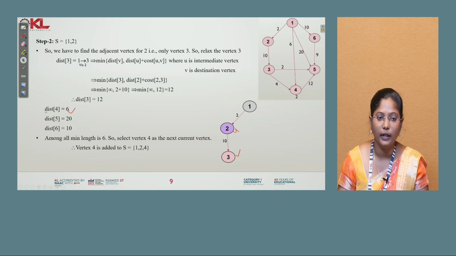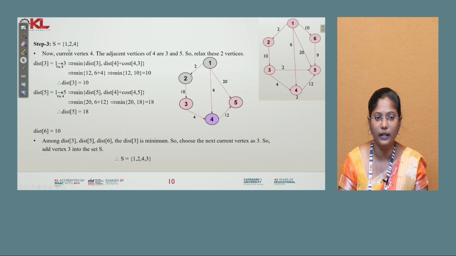So, select vertex 4 as the next current vertex and it should be added into the set of the shortest path vertices, right. So, now current vertex is 4, the adjacent vertices for 4, 2 vertices are available, right. Those are 3 and 5, right. So, we have to apply this relaxation property on these 2 vertices: distance of 3, 1 to 3 via 4, and 1 to 5 via 4 we need to calculate. So, after calculating, we are getting the value 10, and distance of 5 we are getting the value as 18.